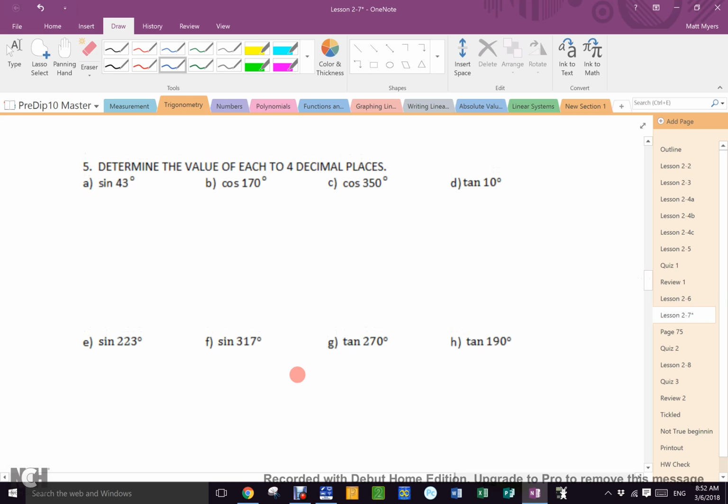This section will help. Use your calculator to do all of these. Yes? 4 decimal places. Don't make me give you a lesson in rounding. You do that with your calculator. Sine 43 equals, or 43 sine, depending on what kind of calculator you have. Then tell me what they all are. To 4 decimal places.